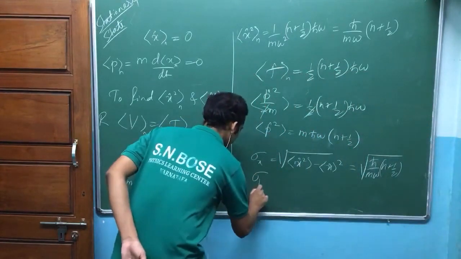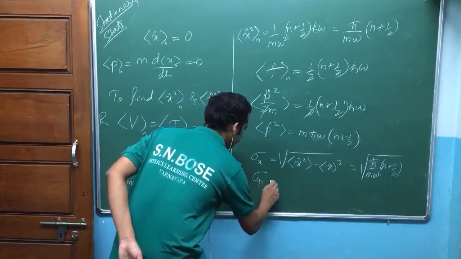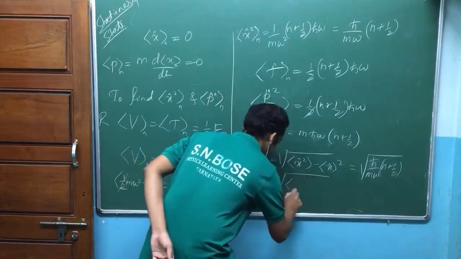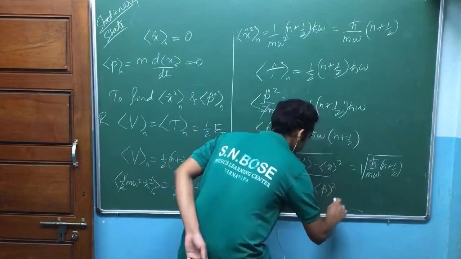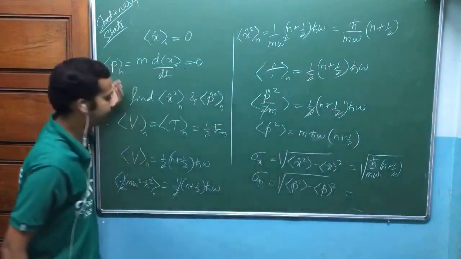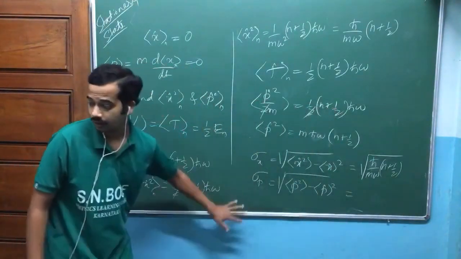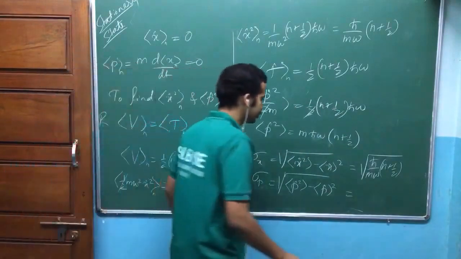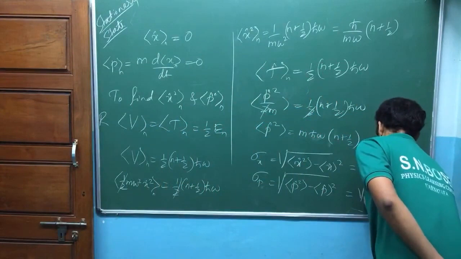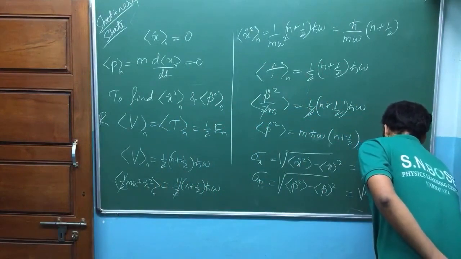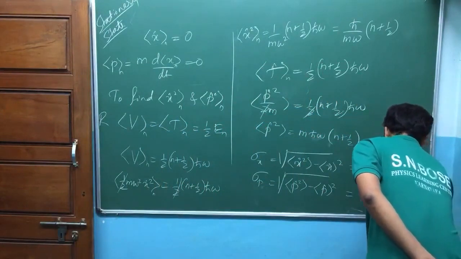Similarly, sigma p or sigma px, whatever, is the root of expectation p cap square minus the expectation of p cap, the whole square. Again, expectation p cap is 0 for the n stationary state. I'm finding the uncertainty in the case of the n stationary state. That is the square root of this one, m h bar omega, n plus half.